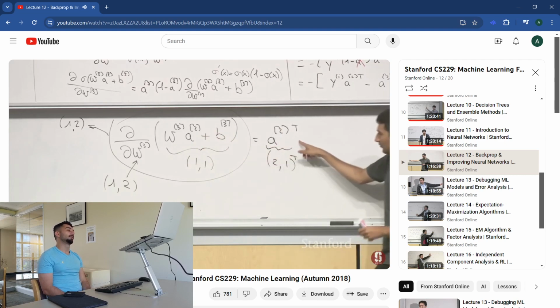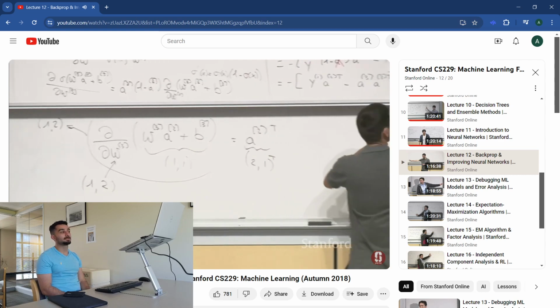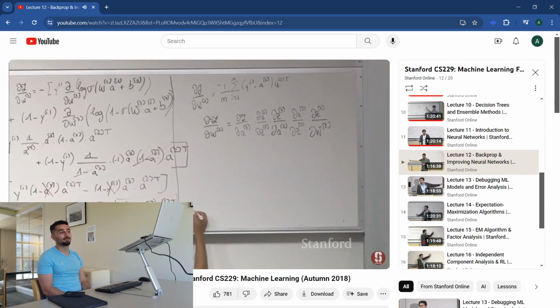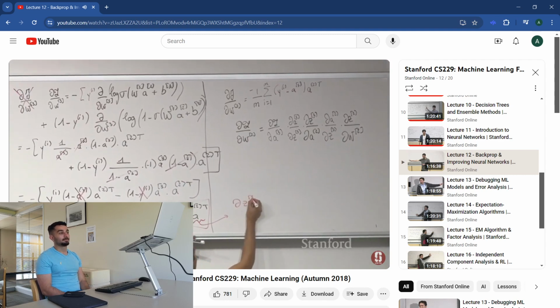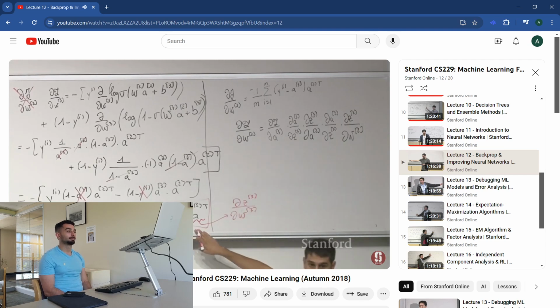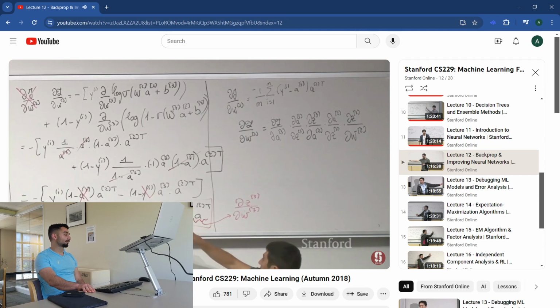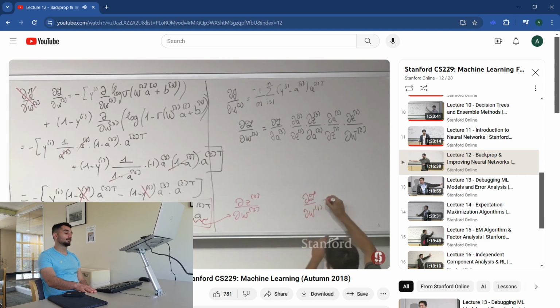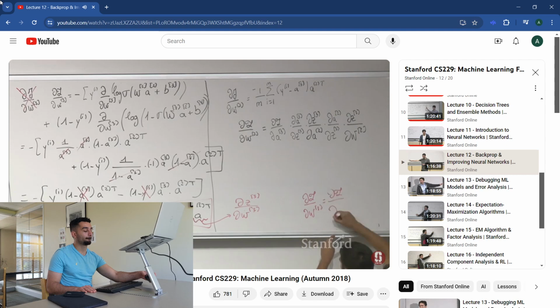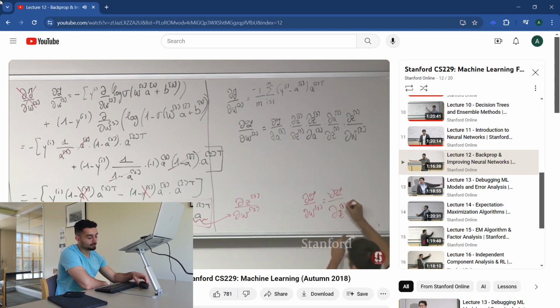The derivative of Z3 with respect to W3 is A2 transpose, right? So I know that because I wanted to compute the derivative of the loss with respect to W3, I could have written the derivative of the loss with respect to W3 as the derivative of the loss with respect to Z3 times the derivative of Z3 with respect to W3. Correct?